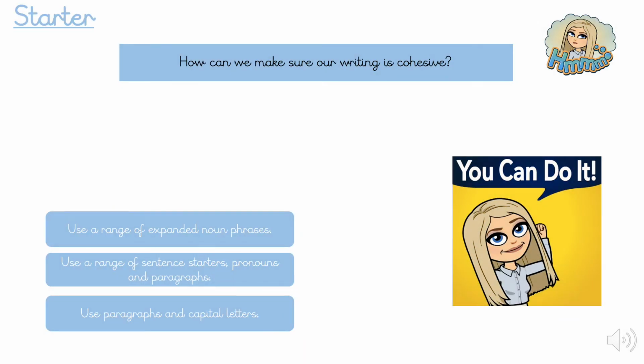It's now time for question 3. How can we make sure our writing is cohesive? Remember, cohesive means it flows. Is it A, use a range of expanded noun phrases? B, use a range of sentence starters, pronouns and paragraphs? Or C, use paragraphs and capital letters?